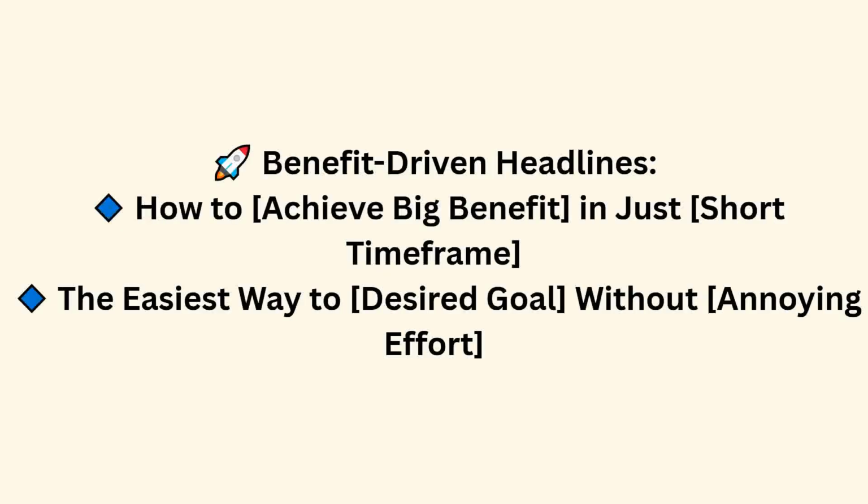It could be a benefit-driven headline, for example, how to earn $7,000 a month in just 3 months working 2 hours a day. Or, for the second one, the easiest way to have time and money independence without working 8 hours a day for 60 years.